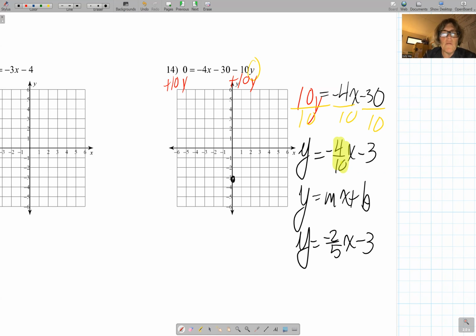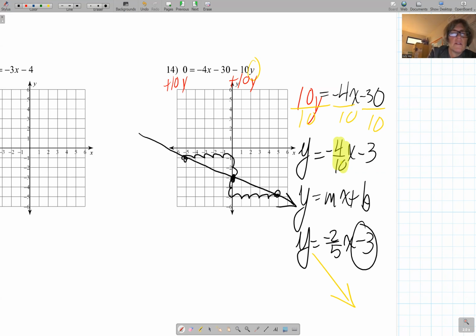So we go right here. Negative 3 is our starting point. I know it is a downward tilting line. So down 2 over 5, up 2 over 5, and there we are.